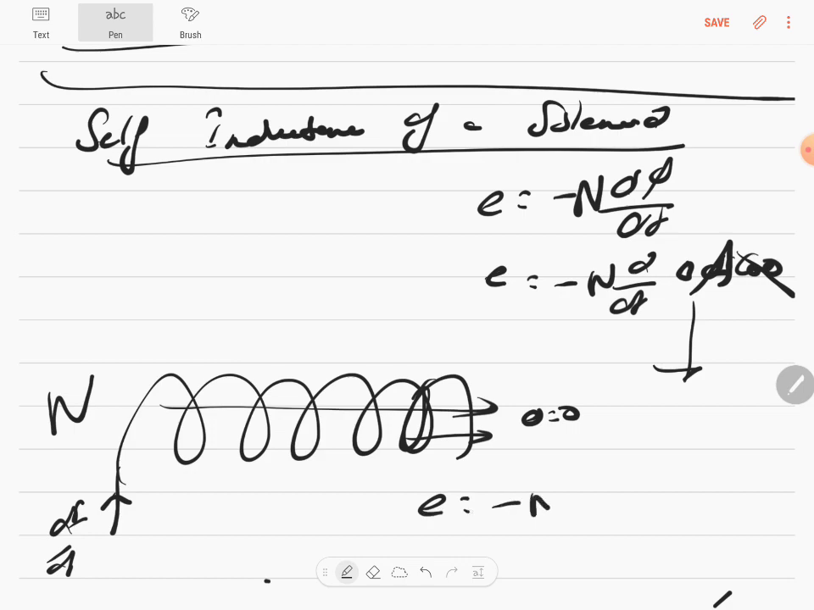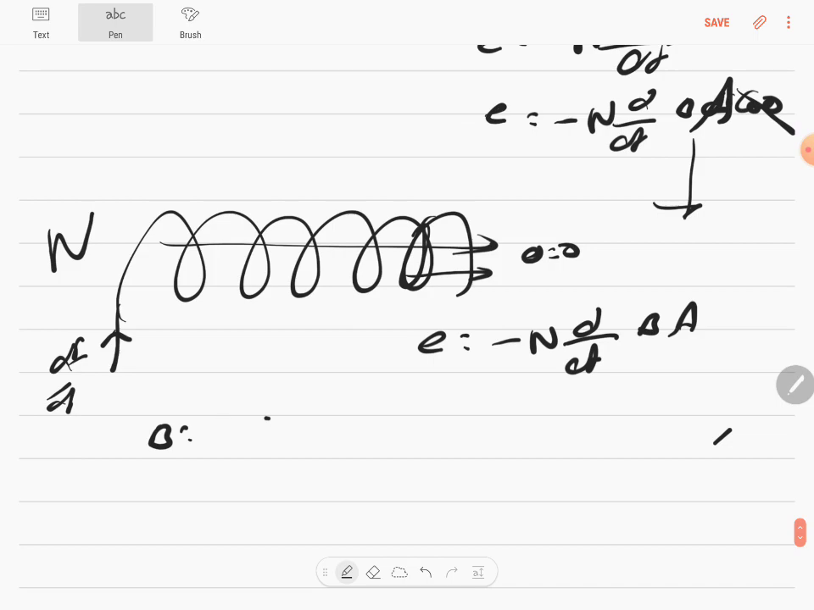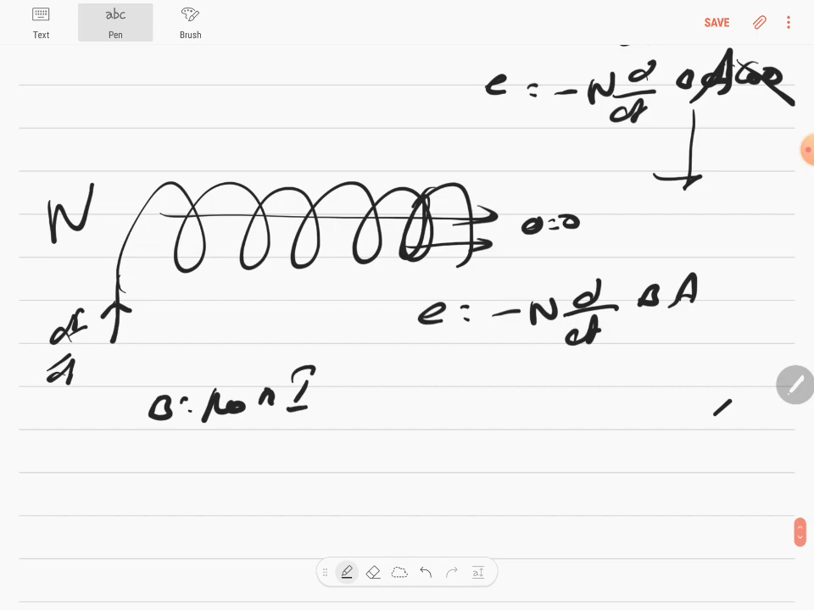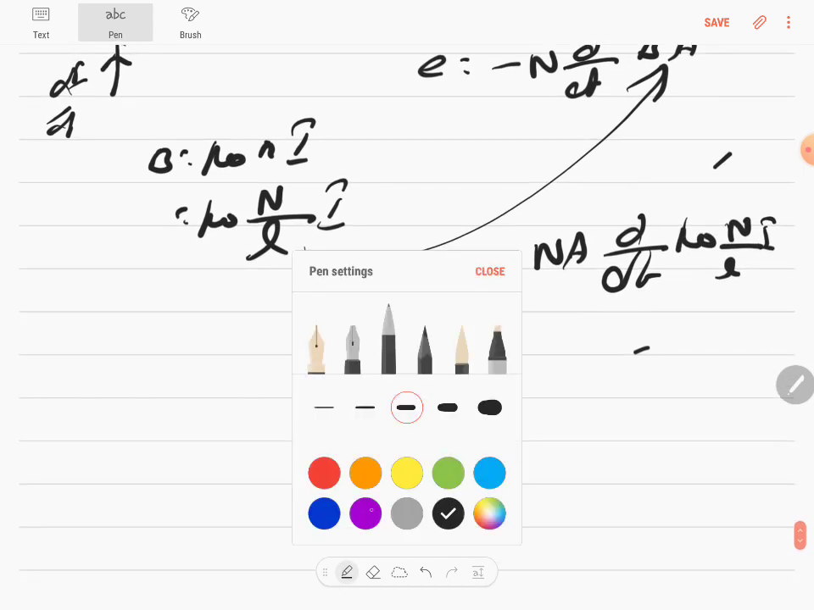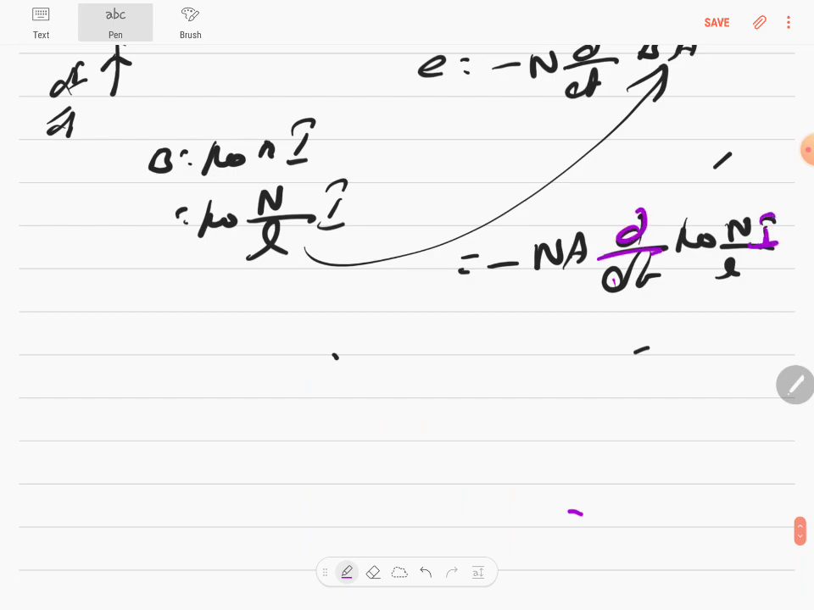E is equal to minus n into d/dt of BA. B of a solenoid you have to memorize from the last lesson: μ0 into small n into I, where small n stands for number of turns per unit length. You can replace it as capital N by L, total number of turns by total length, which gives the number of turns per unit length, into I. Substitute that here. What comes in place of B, the B of a solenoid? Take the minus n out, d/dt of, in place of B, substitute μ0 N by L into I. Looking at this, what is the variable? Only I is changing. Correct? Changing current. So only dI/dt gets grouped.